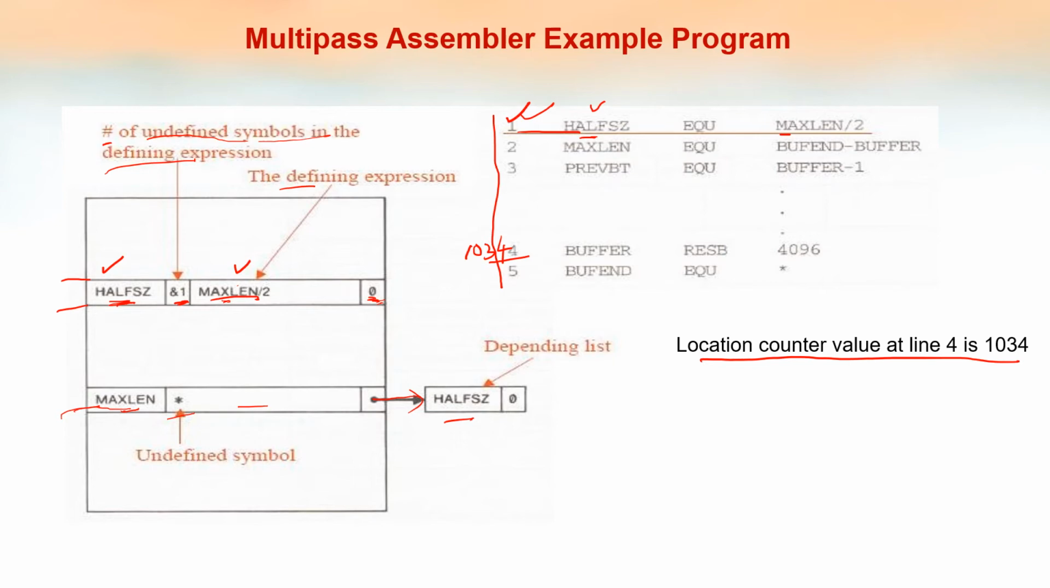So the value of half a set is dependent on the max LEN value. That is why in the dependency list we write half a set. No other symbol depends on this max LEN, only half a set depends on max LEN. So we have processed the first line, and in the symbol table we have shown the processing of the first line.